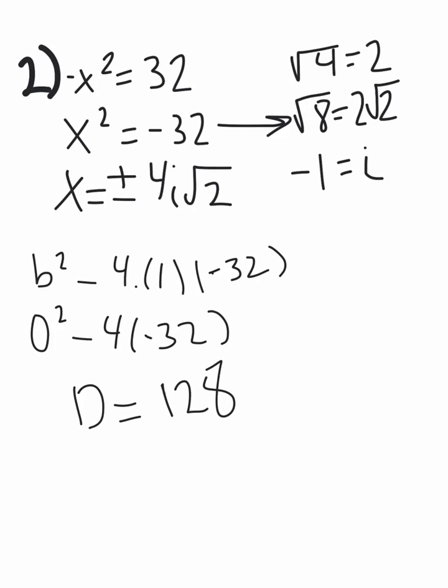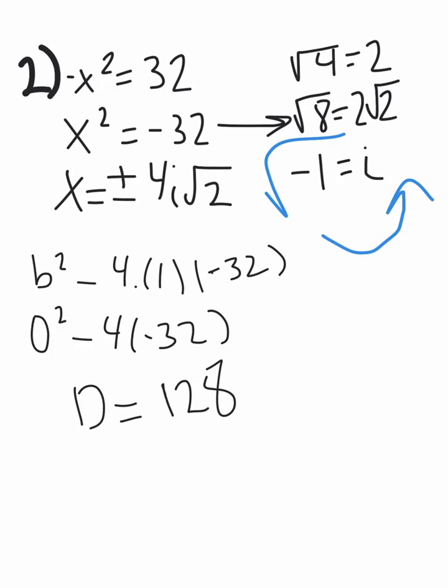On number 2, you have negative x squared equals 32. You change the negative from one side to the other, so you have x squared equals negative 32. And when you simplify it, you have to square both sides. So when you square negative 32, you will get these right here, which is 4 and 8, because those are factors of 32. So you'll square 4 and you square 8, and you have to square negative 1 because of the negative in negative 32, which will give you i. So when you have all that, you'll have x equals plus or minus 4i square root of 2.